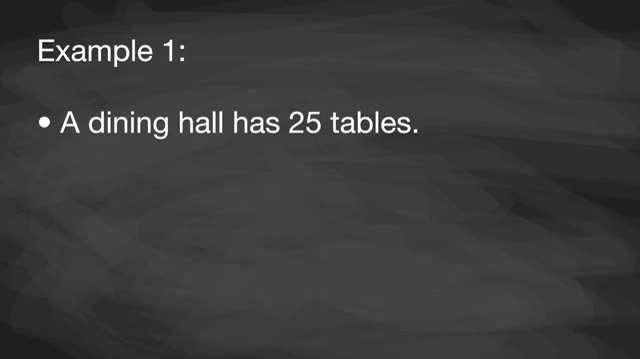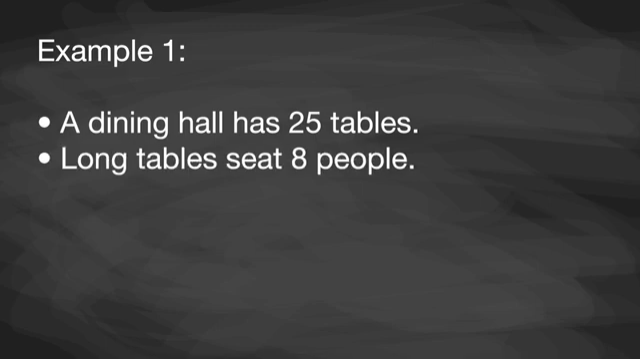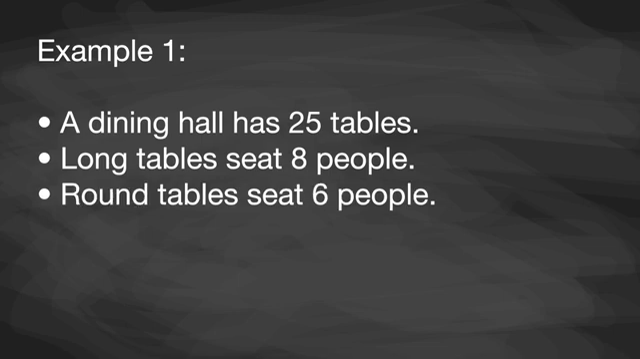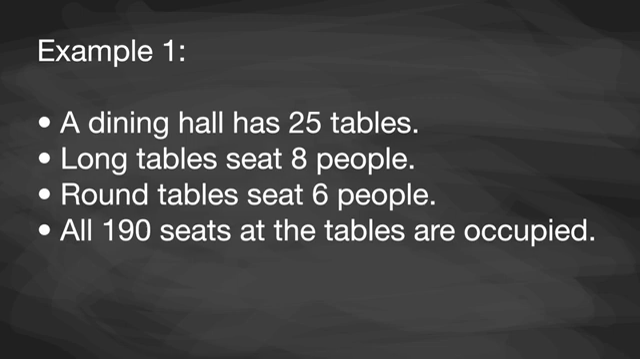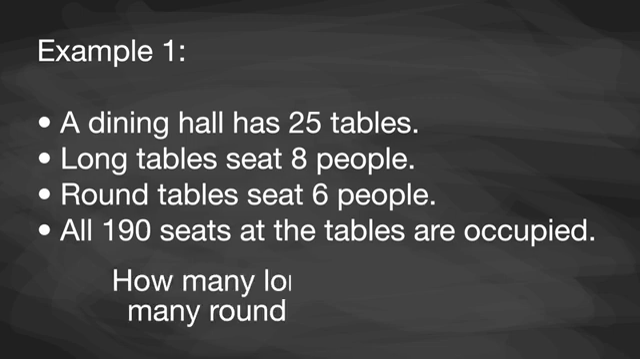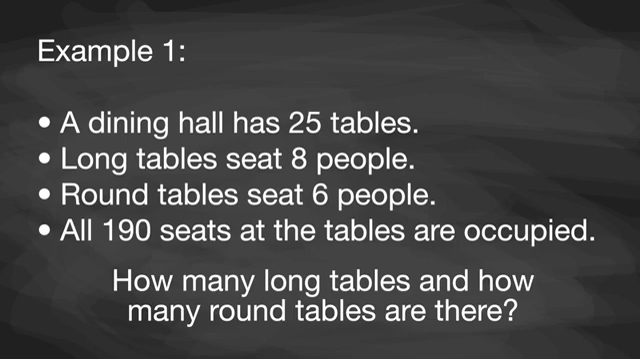A dining hall has a total of 25 tables, some long rectangular tables and some round ones. Long tables can seat 8 people. Round tables can seat 6 people. On a busy evening, all 190 seats at the tables are occupied. How many long tables and how many round tables are there?